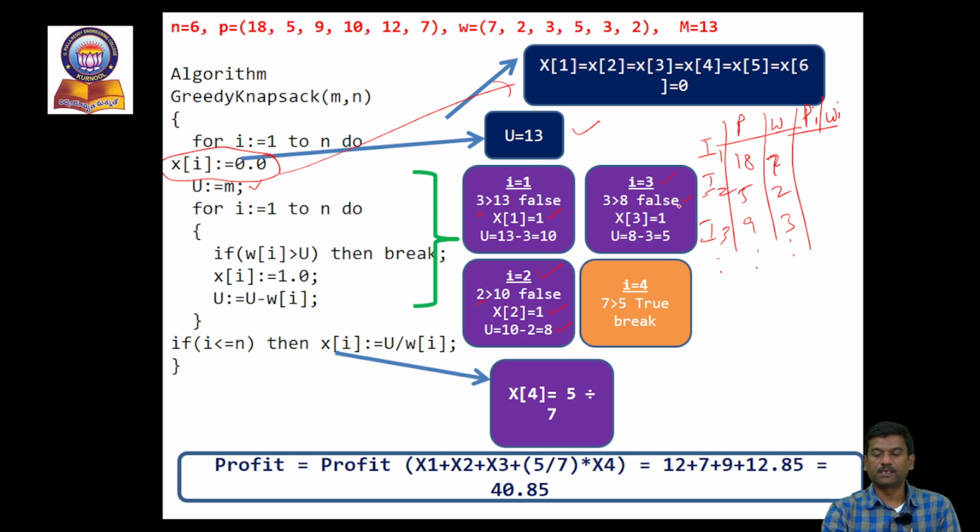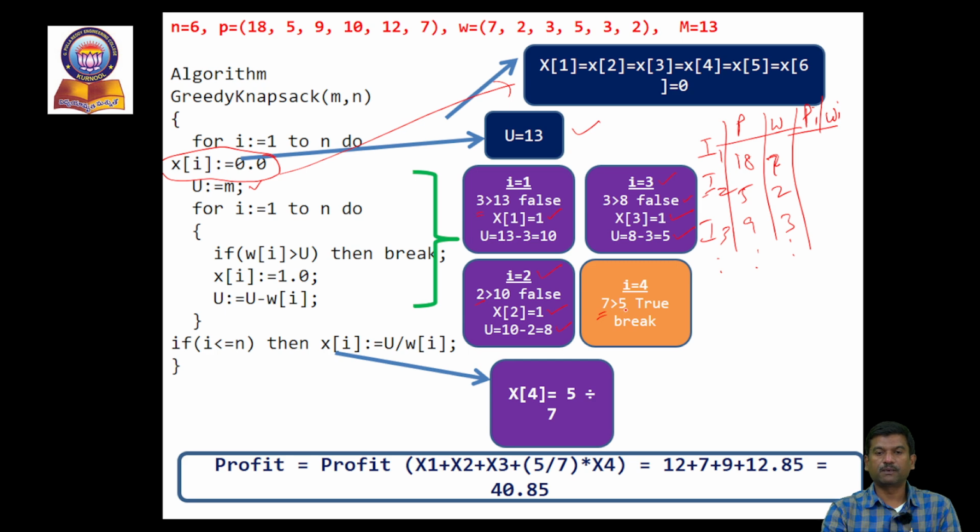And then take the third item and check the condition to satisfy the precondition of the knapsack. Is 3 greater than 8? It is a false condition. Then you can take the entire third item, and the remaining balance is u equal to 8 minus 3. The previous balance is 8, minus the current item's weight, which is 3. So 8 minus 3 will be equal to 5. Then take the next item, that is the fourth item, whose weight is equal to 7.